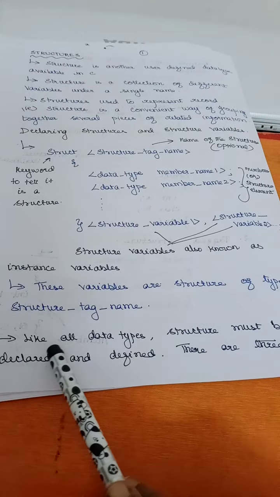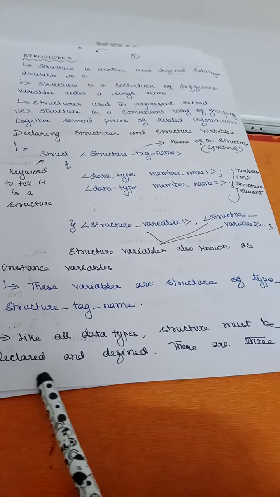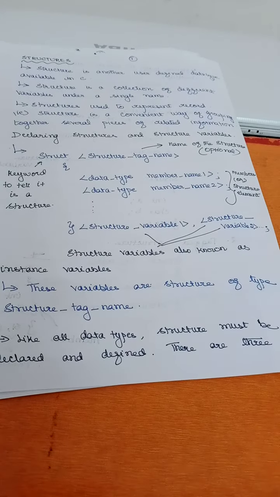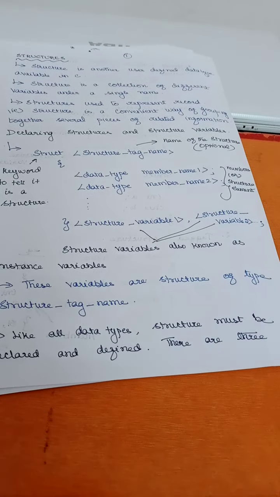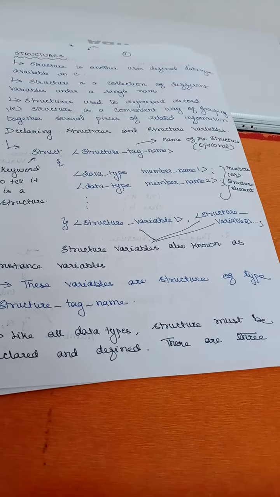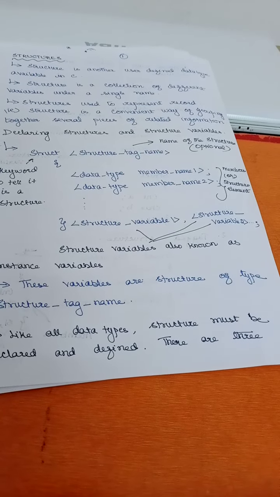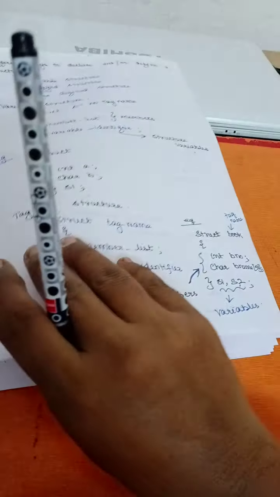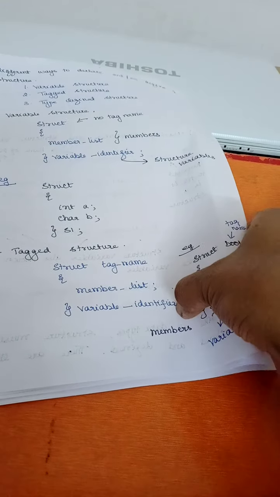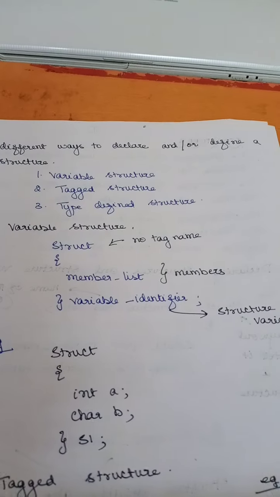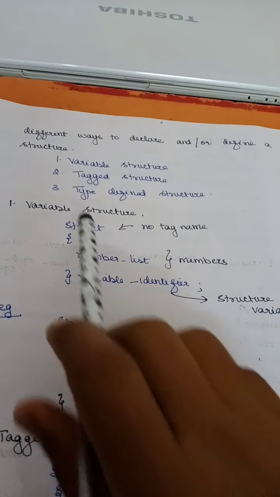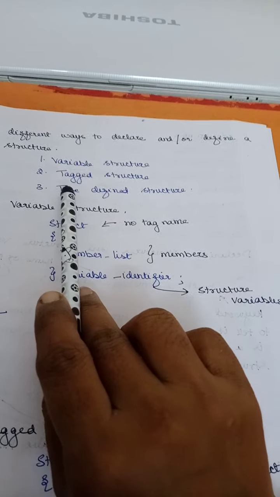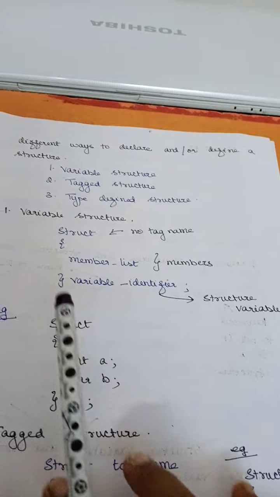Like all data types, your structure must be declared and defined. If I want to use A, then I need to declare my A, and then only can I define it. Int A is nothing but a declaration, and if I write int A equal to 10, then that is your definition. So what are the different ways by which I can declare or define a structure? The first one is variable structure. Next is tagged. Next one is type defined structure. We'll see them one by one.